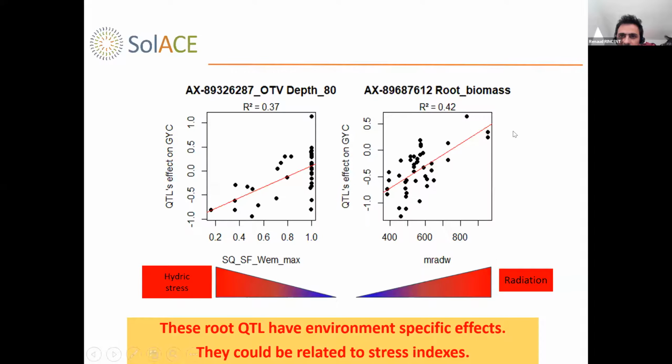You have also an example of QTL affecting root biomass, which had an effect on grain yield, and this effect was dependent on the level of radiation of the environment.